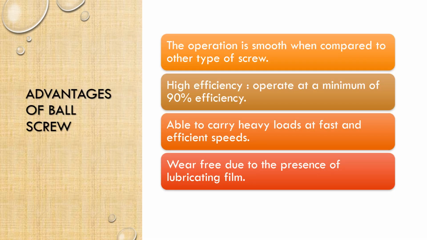Advantages of a ball screw. The operation is smooth when compared to other types of screw. High efficiency. It operates at a minimum of 90% efficiency. Able to carry heavy load at fast and efficient speed. Wear-free due to the presence of a lubricating film.